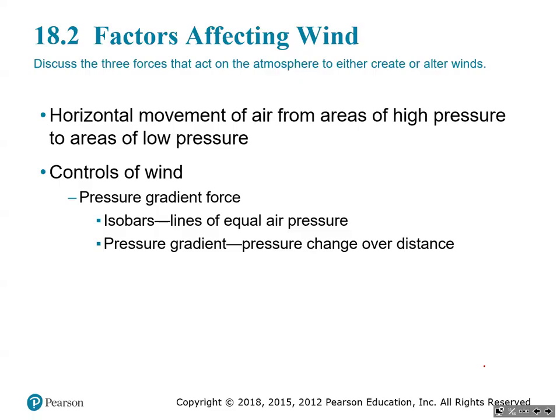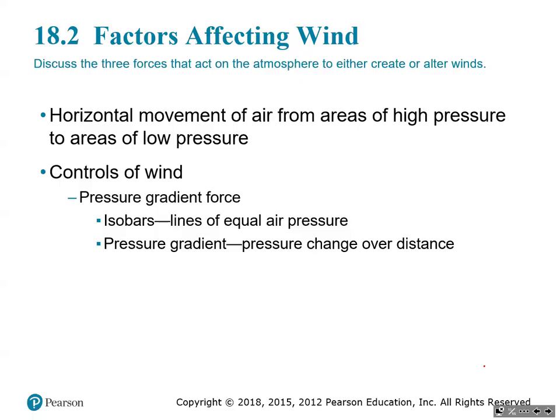So the things that control what happens with wind. There is the pressure gradient force. The pressure gradient force is the force caused by the fact that there is a gradient of variation in pressure. If we want to figure out what direction the pressure gradient force is, looking at a map, what we do is we'll draw lines of equal air pressure.